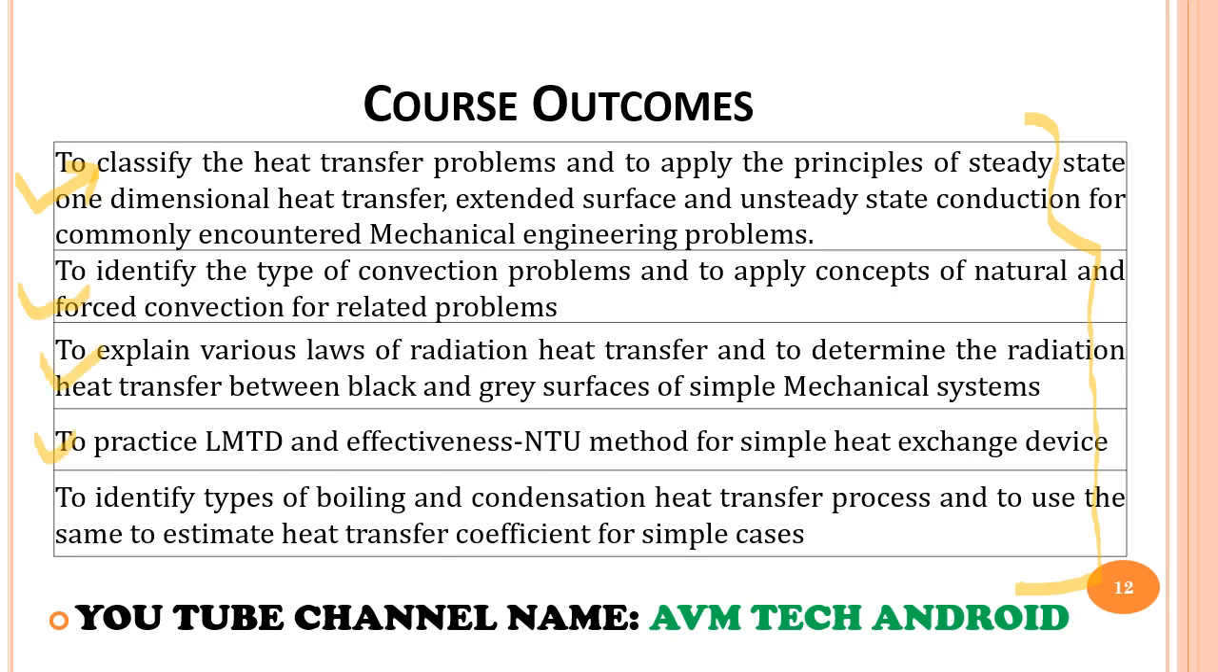So at the end of this subject you are able to understand, or these objectives are clear to you. These are the course outcomes. What you will learn and what you will get at the end of this course is the course outcome. So these 5 COs are there, called course outcomes as per GTU.